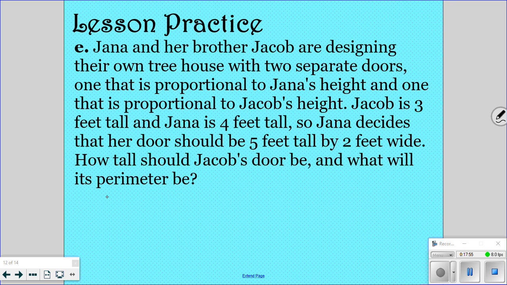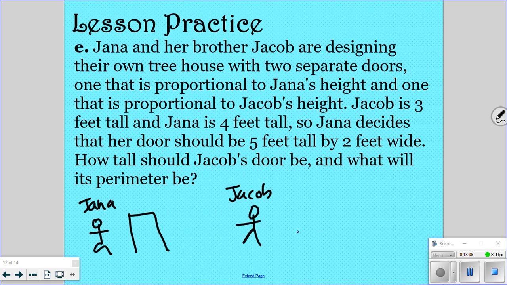So we have Jana and her door, and we have Jacob and his door. Jacob is 3 feet tall, and Jana is 4 feet tall. Her door is going to be 5 feet tall by 2 feet wide. And we want to know the length and the width of his door.